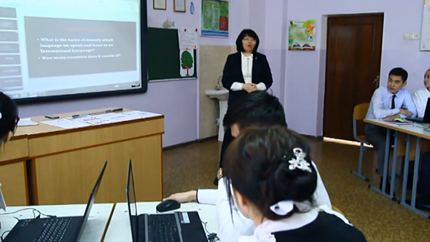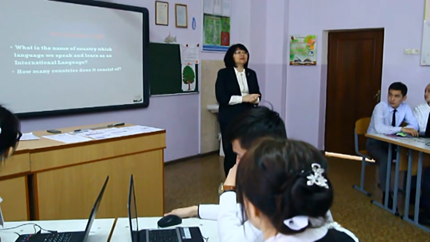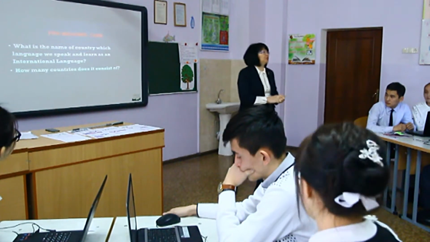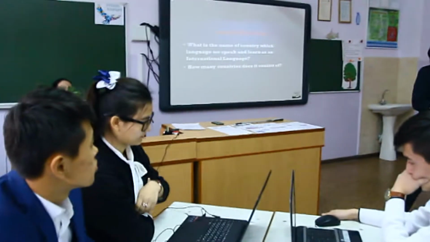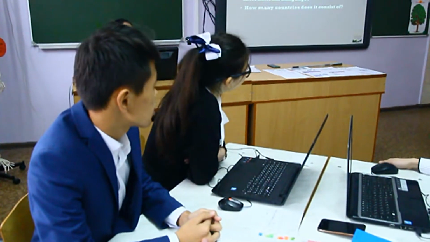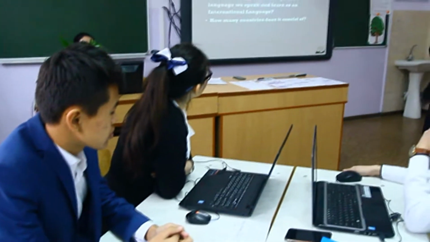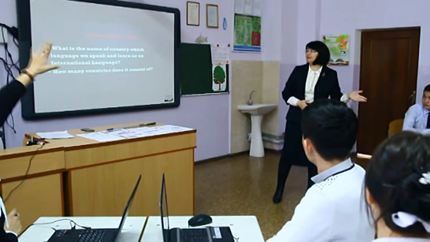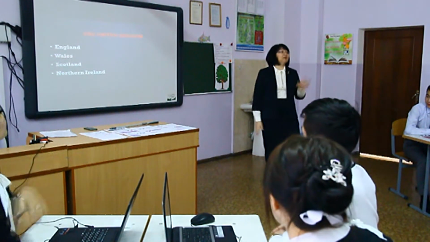What is the name of the country whose language we speak and study as an international language? Kingdom. Yes, that's correct. It is the United Kingdom of Great Britain. And how many countries does it consist of? Four countries. England, Scotland, Wales, and Northern Ireland.